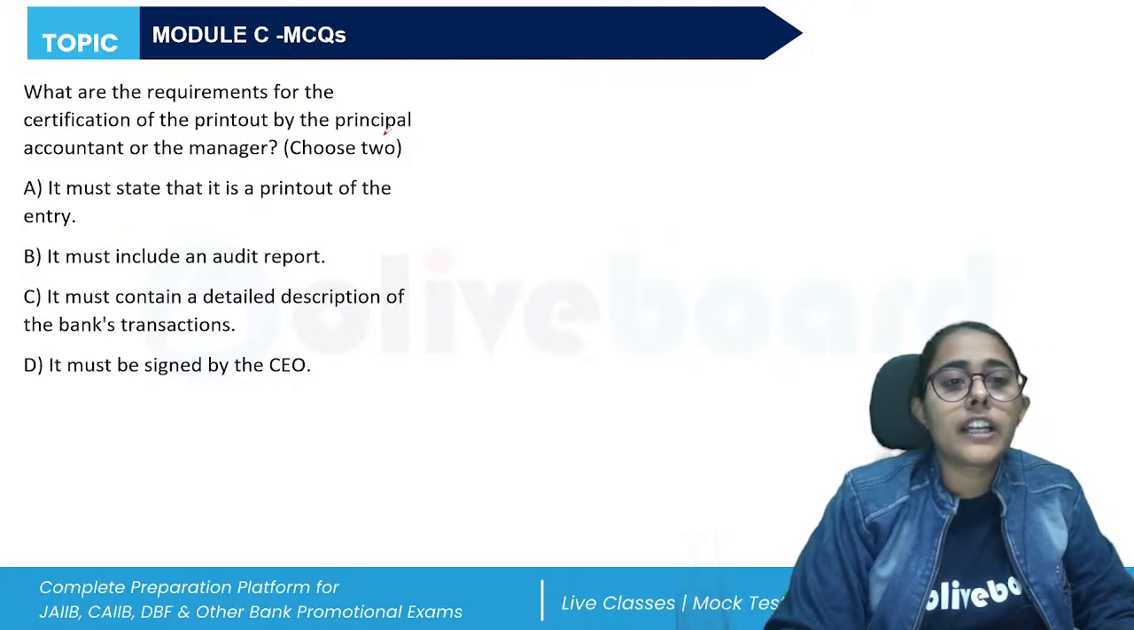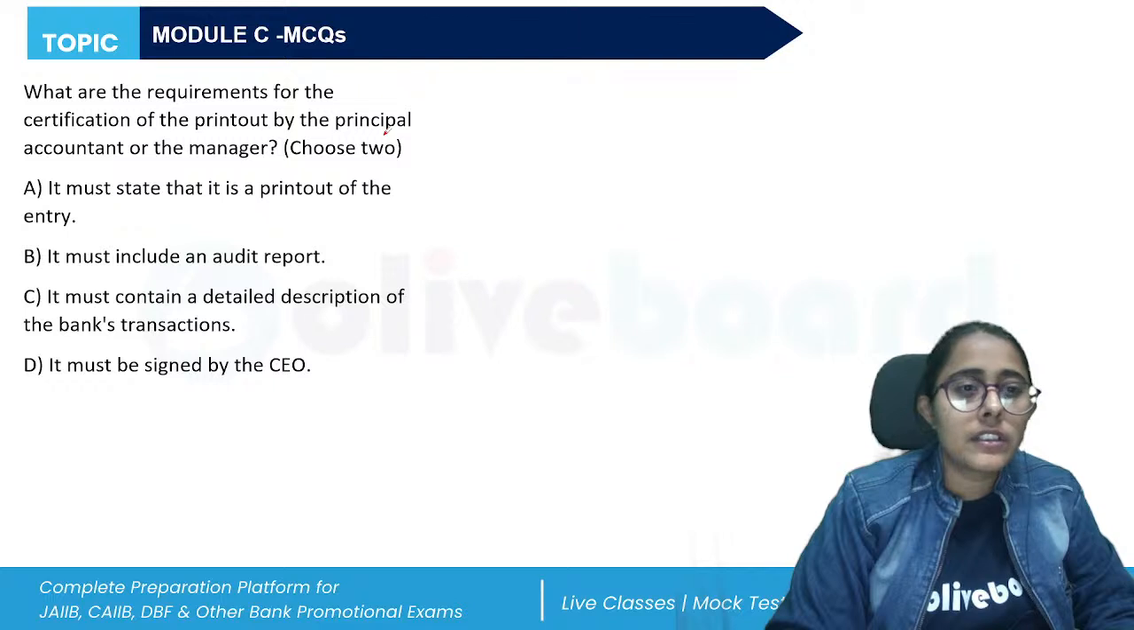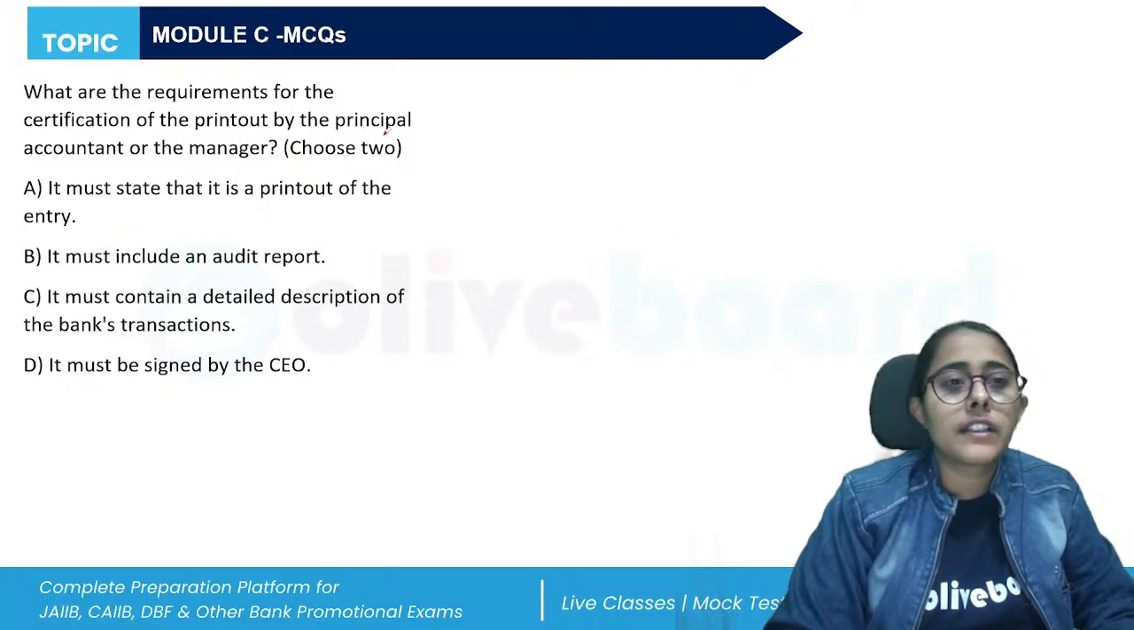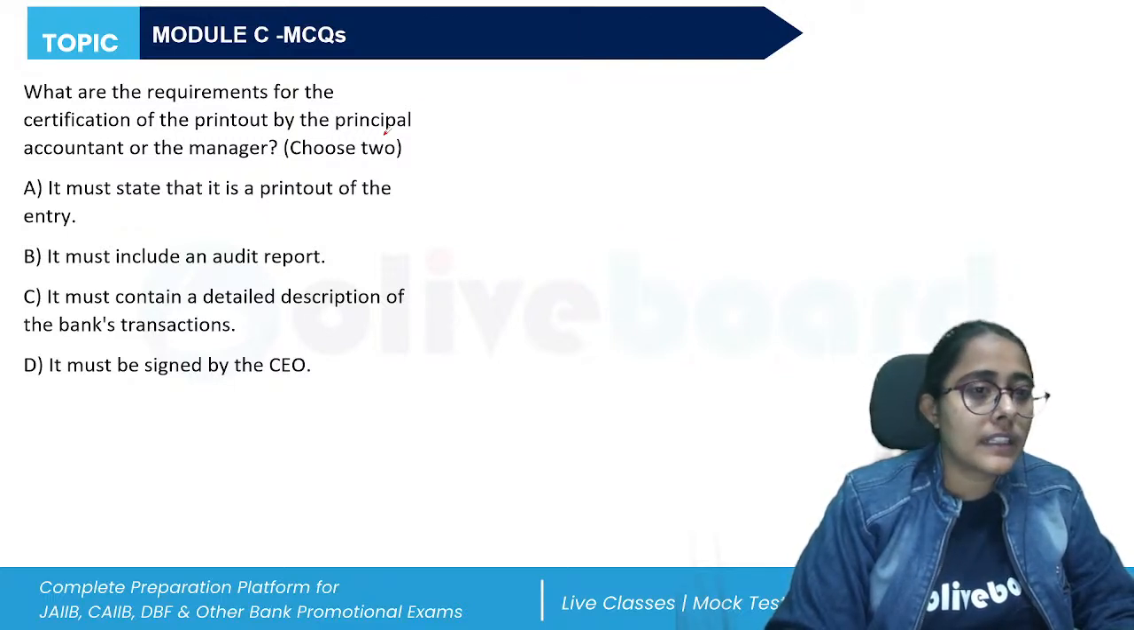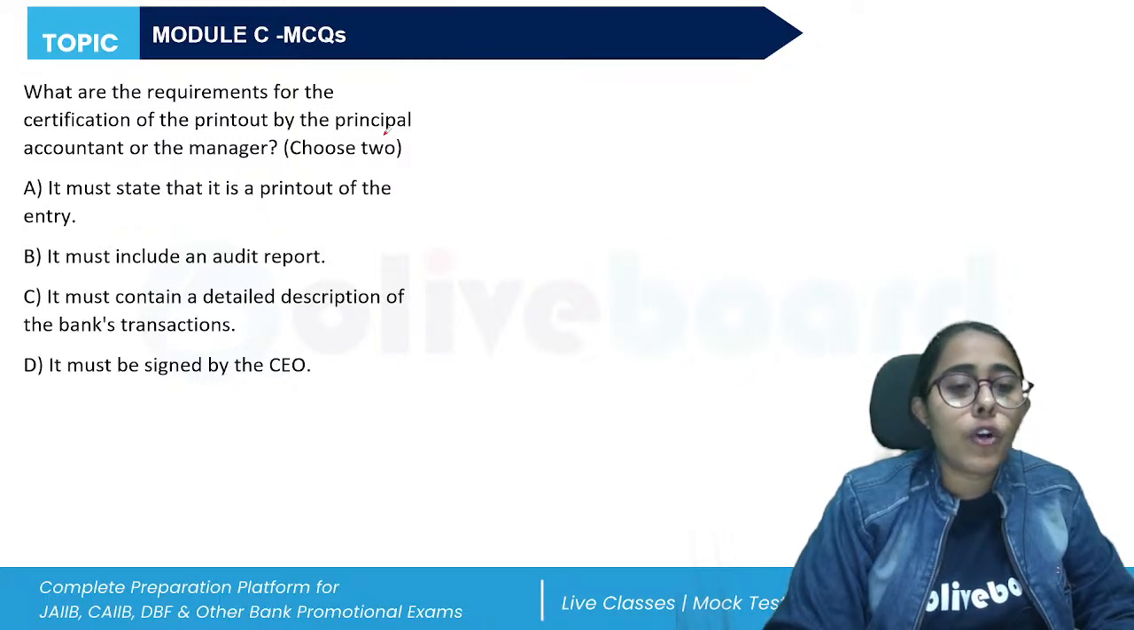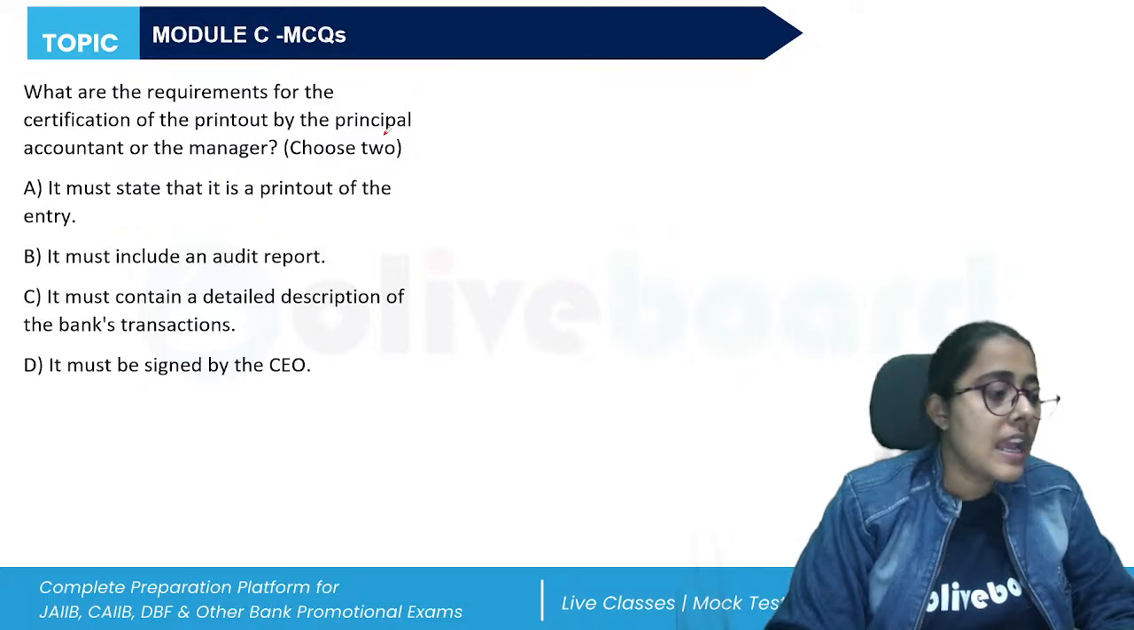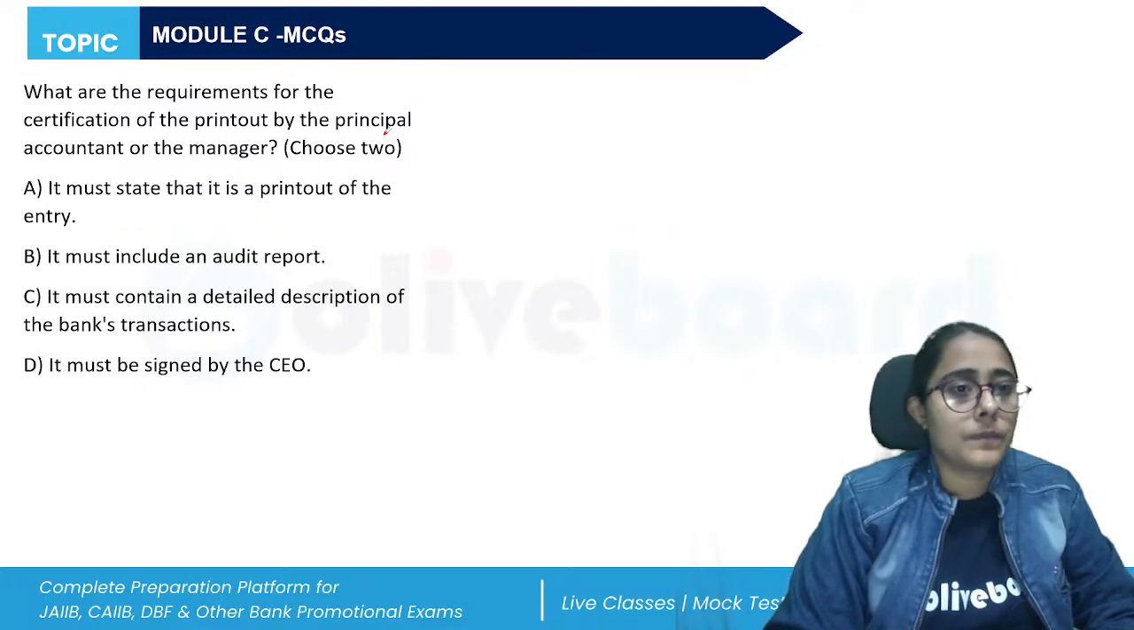Next, what are the requirements for the certification of the printout by the principal accountant or the manager? So, the principal accountant or the manager, for the printout for the certification, what all requirements are there? It must state that it is a printout of the entry. It must include an audit report. It must contain a detailed description of the bank's transactions. It must be signed by the CEO.